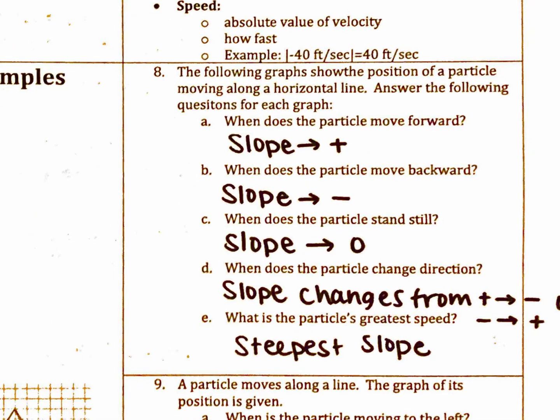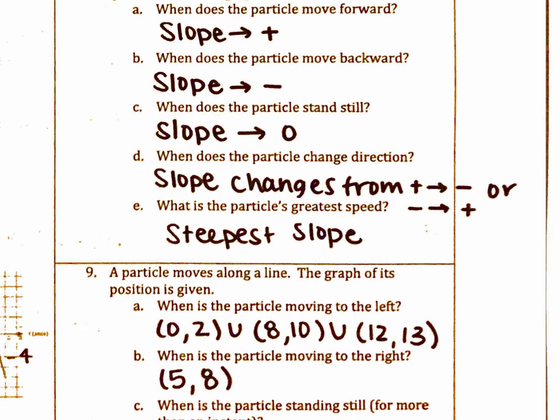Next, if we're given a graph and we want to follow a particle's motion, forward means our slope is positive, backwards means our slope is negative, standing still, our slope is exactly 0. If we are changing direction, we switch from positive to negative or negative to positive. There has to be a sign change. So positive to negative, not to 0, positive to negative or negative to positive. And greatest speed would be the steepest slope. This also holds true for velocity as well.